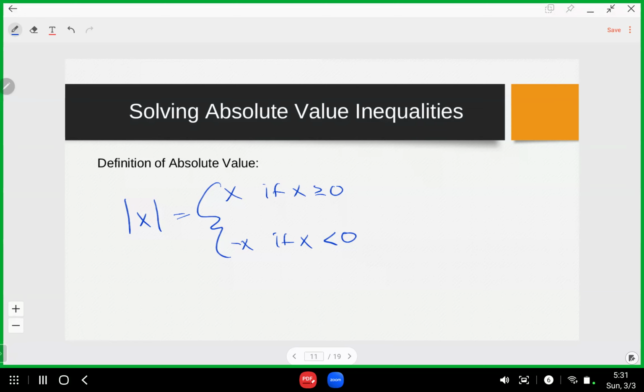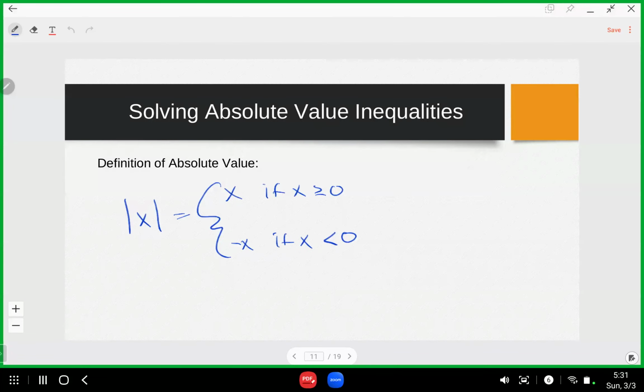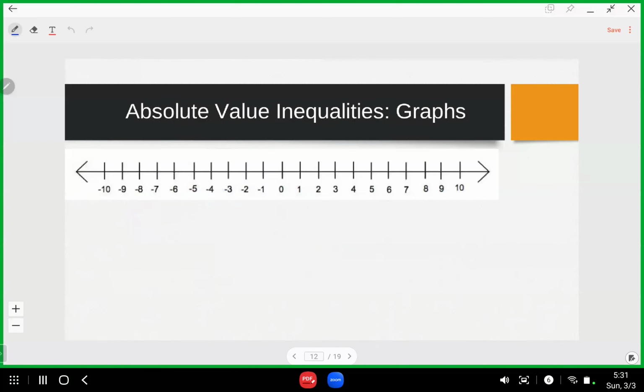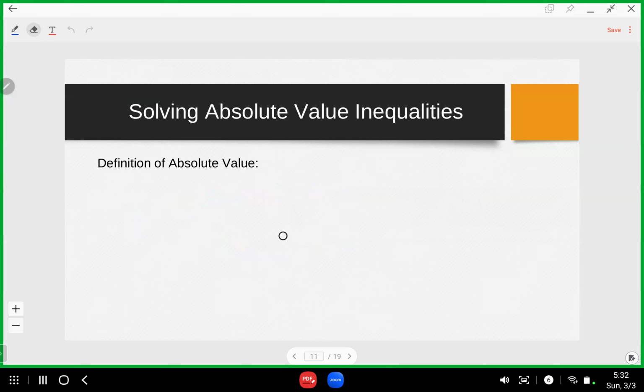So let's continue with how to solve absolute value inequalities. Actually, I don't even have a slide on solving. Let me just put the definition up there smaller, and then I'll teach you how to solve it. Let's just write this again real quick.